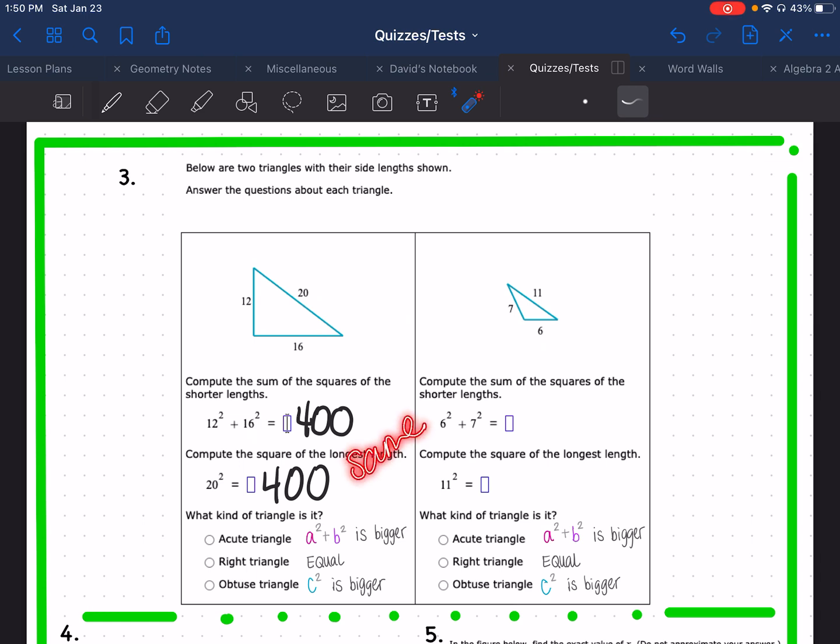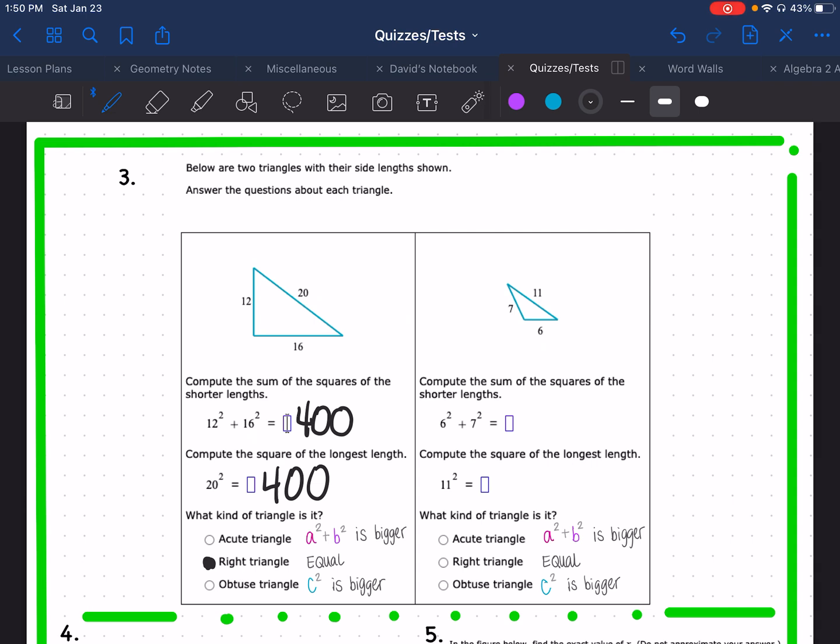If a squared plus b squared is bigger, that means if your check mark is here, you would pick acute. If your check mark is here, this one is bigger, c squared is bigger, you would click obtuse. But if they are the same, like we have here, you're going to pick right triangle. These ones are a right triangle because they are equal. They are equal. Let's try it one more time.